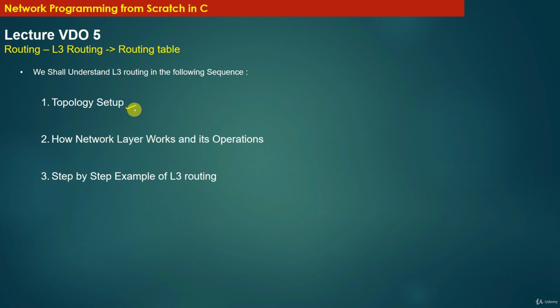In the first phase, we will discuss the topology setup that we will be using to understand L3 routing. In the second phase, we will understand how the network layer, that is the L3 layer, works and what its operations are. And after building the necessary background behind the network layer and its operations, we will go through the step-by-step example of L3 routing. So let us start with the discussion of the topology setup that we are going to use.